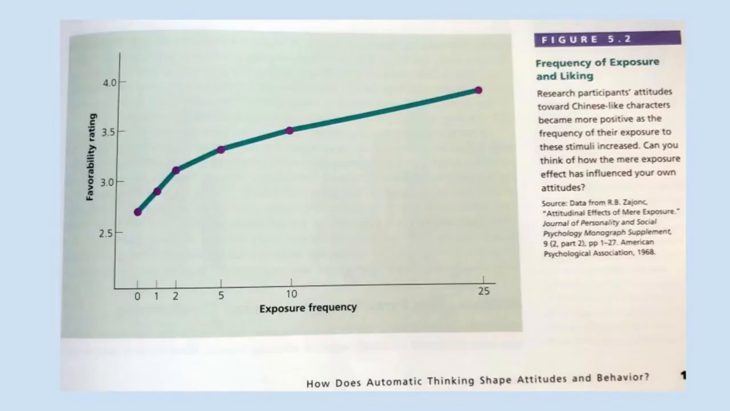You'll see it used in memes, in media, and I'm going to talk about how you might use this when social engineering. This is a graph of an experiment that goes through the mere exposure effect. In this, what they were doing is researching the attitudes of participants towards Chinese-like characters. The more they were exposed to these Chinese-like characters, the more that they ended up liking them.